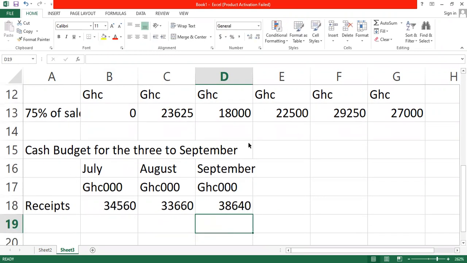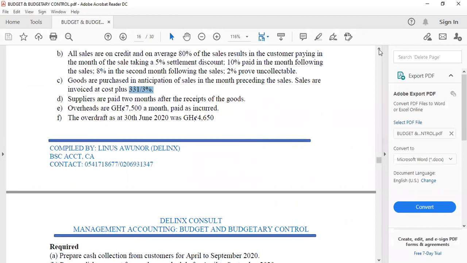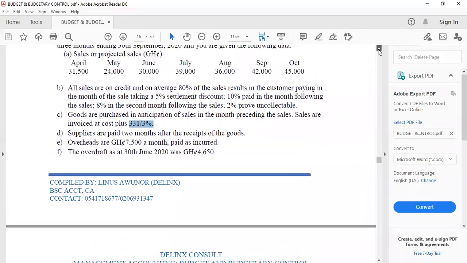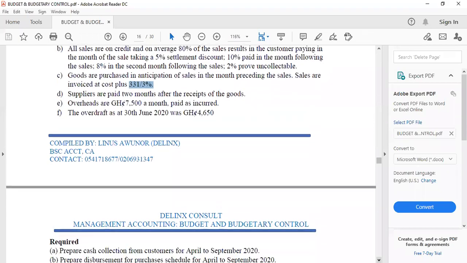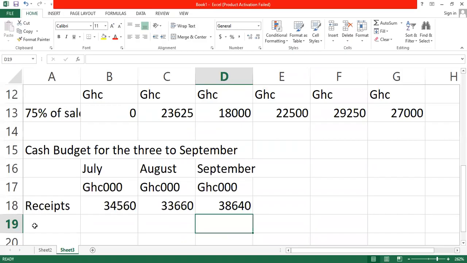Let's read the question. Do we have any other money that will be in receipts? Sometimes it can be dividend receipt, investment receipt, or something. No, it's nothing like that. So the next thing will be payment, isn't it?